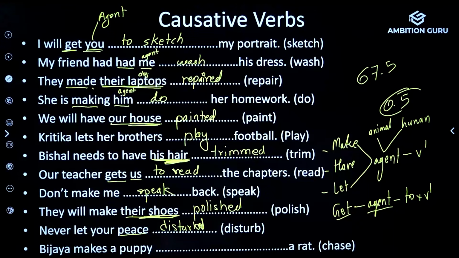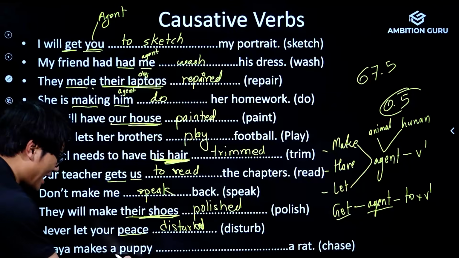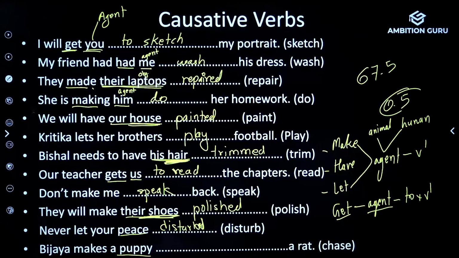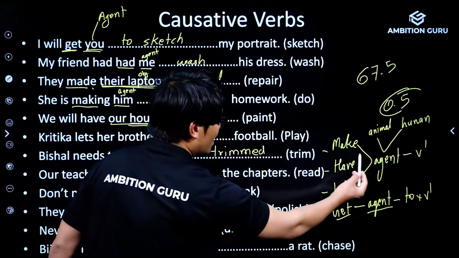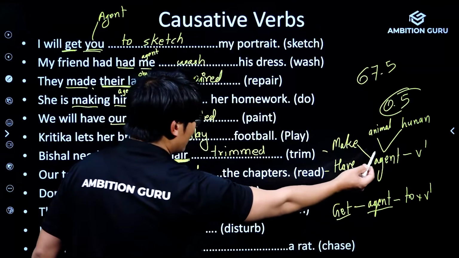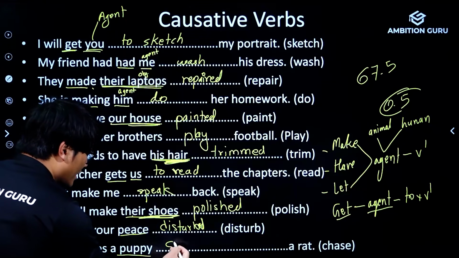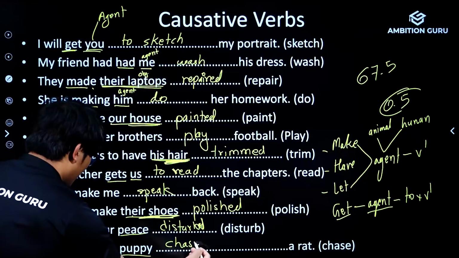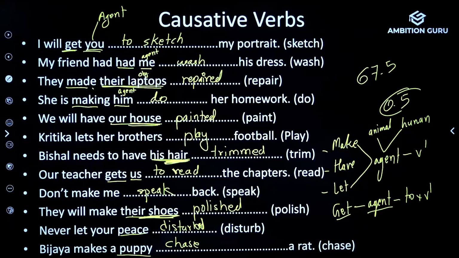Okay, last question. Bijay makes a puppy... Puppy is an animal. So Bijay makes a puppy to chase or chased? After make, if there is an object like this, then there should be direct verb 1. So here should be chase. So Bijay makes a puppy chase a rat.